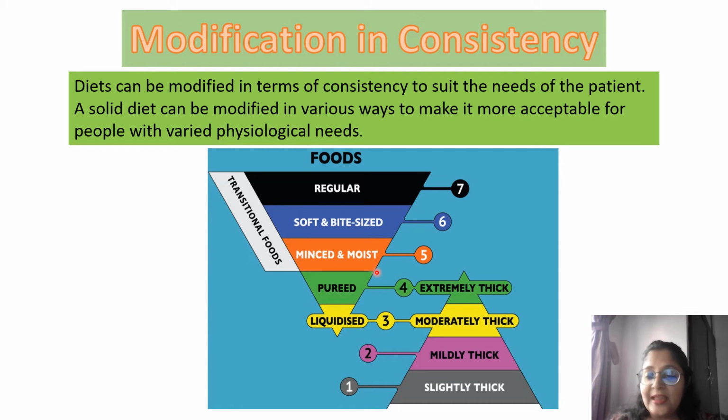And next we get pureed food. A solid food in the case of pureed is equal to the extremely thick version of a liquid food. So suppose a person is on a liquid diet and you are giving an extremely thick liquid diet, that will be equal to the pureed one. Similarly, the liquidized form of the pureed diet will be a little more watery, moderately thick, then mildly thick and slightly thick.